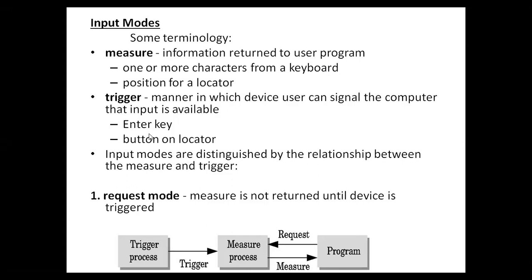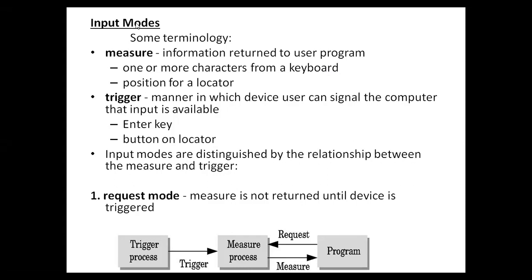Correct, right? So triggers are of two types. One is the enter key, and the other is a button on the locator. If you press that button, it will take the input. Fine. Coming to the input modes, what are the things that constitute my input modes?